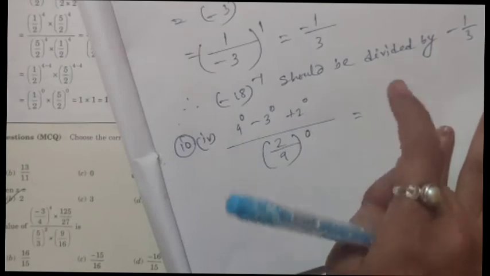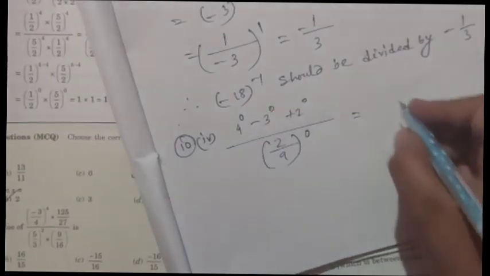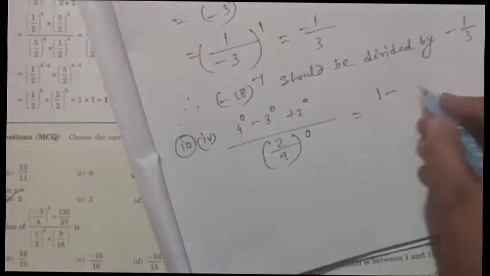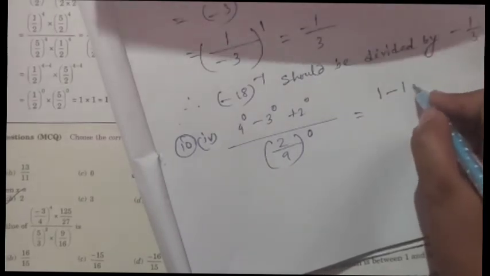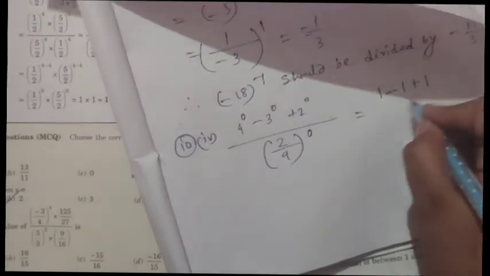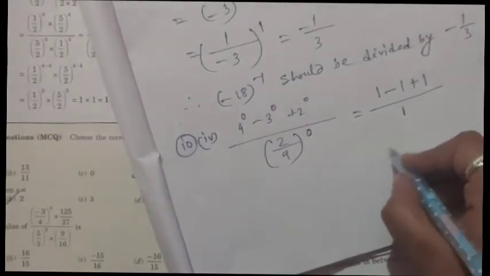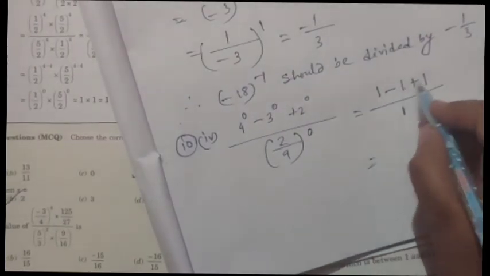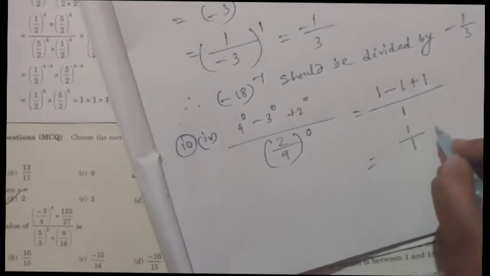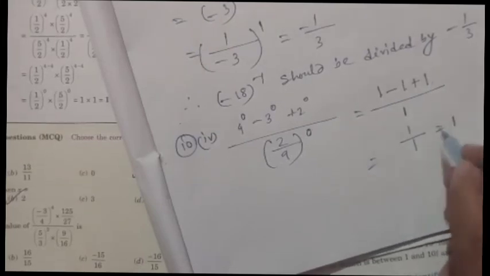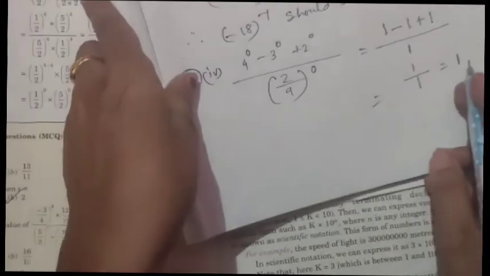So when the power is 0, then the value will always be 1. 4 raised to the power 0, that is 1, minus 3 raised to the power 0, that is 1, plus 2 raised to the power 0, that is 1. 2 by 9 raised to the power 0, so this value will always be 1. So 1 minus 1 is 0, 0 plus 1 is 1. 1 by 1, this value is equal to 1. Okay, so the answer will be 1.